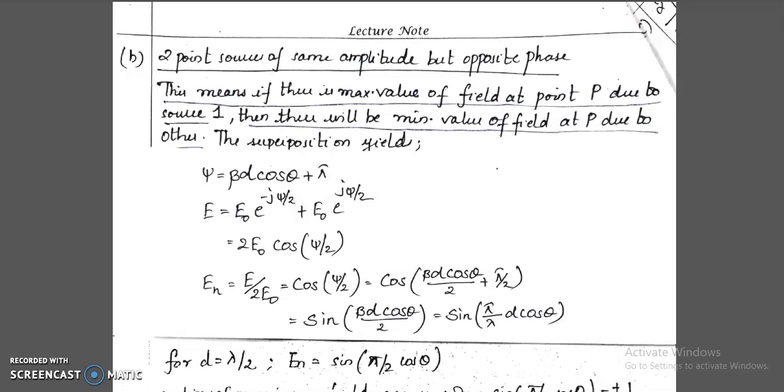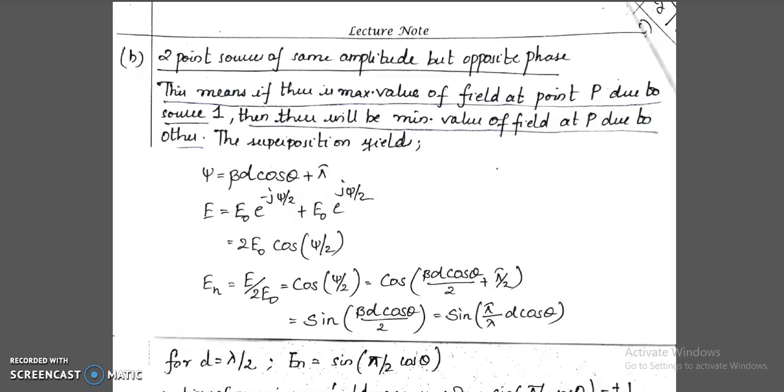Today we discuss two point sources of the same amplitude but opposite phase. That means when there is the maximum value of field at the point P due to the first source, at that case there will be the minimum value of field at the point P due to the other source. The reason is that the phase is opposite.